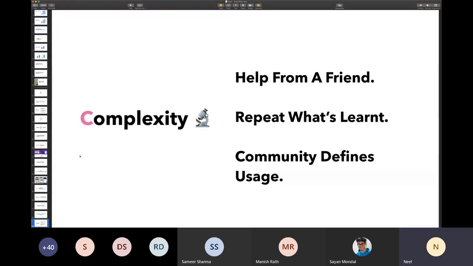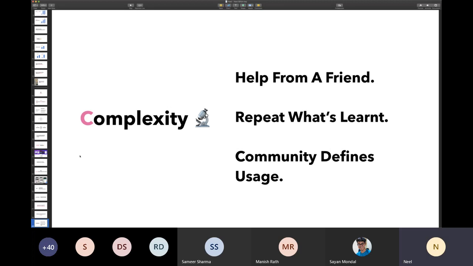And obviously, community defines usage. So what this means is essentially what is present in your circle. You tend to use those apps so that you can be connected with them. And it also reinforces that behavior in you that, okay, I know this person is using it, so it must be valuable. I should try and use that too.